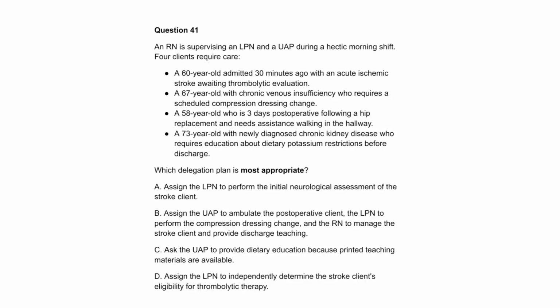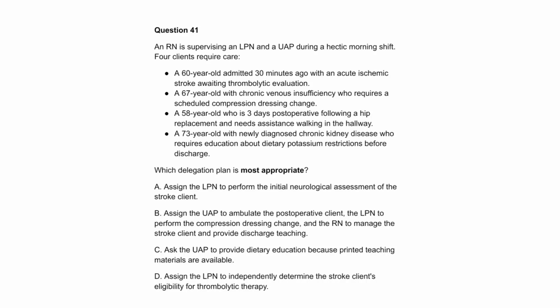Question 41. An RN is supervising an LPN and a UAP during a hectic morning shift. Four clients require care. A 60-year-old admitted 30 minutes ago with an acute ischemic stroke awaiting thrombolytic evaluation. A 67-year-old with chronic venous insufficiency who requires a scheduled compression dressing change. A 58-year-old who is 3 days postoperative following a hip replacement and needs assistance walking in the hallway.